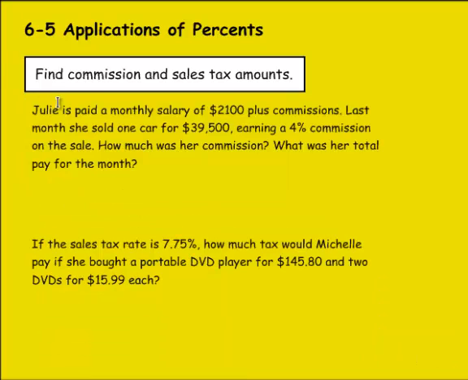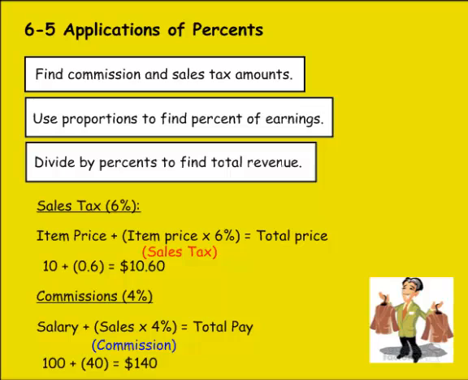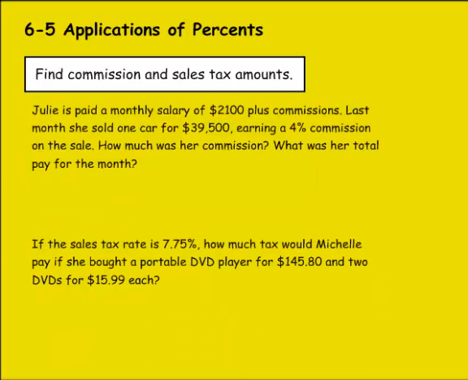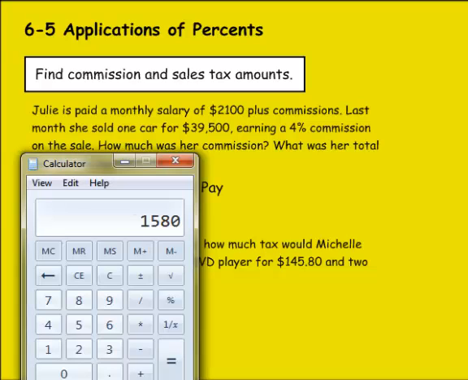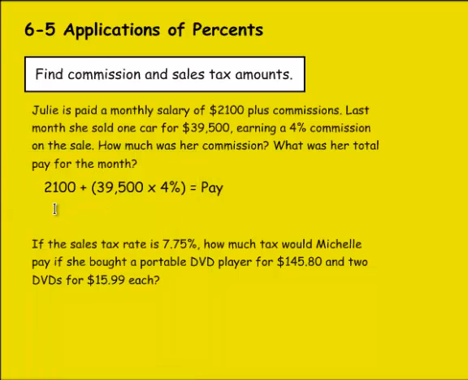Let's try this with some examples here. Julie is paid a monthly salary of $2,100 plus commissions. Last month she sold one car for $39,500, earning a 4% commission on the sale. What was her commission? Then what was her total pay for the month? So remember, we need to find the salary plus the commission, the sales times 4%, and that'll be your total pay. So we do salary, which would be $2,100, plus here's your commission, $39,500 times 4%, and then her total pay would be over here. So the commission would be $39,500 times 0.04, 1,580. So 2,100 plus 1,580.